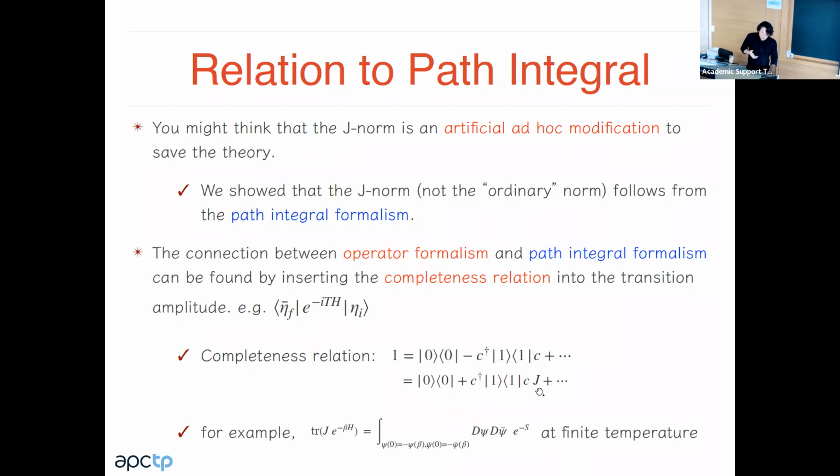Because of this J, you can show that, for example, at finite temperature, the trace in this operator formalism is the same as the path integral formalism. You can also show it for the usual real time. So this J norm really comes from the path integral. It's not just chosen by hand. If you use the ordinary norm, that is a wrong way to deal with this theory.